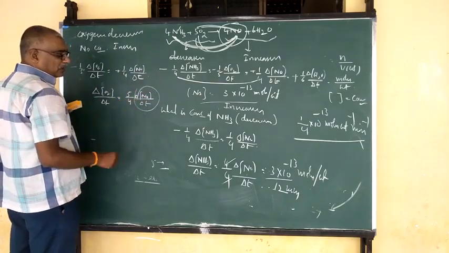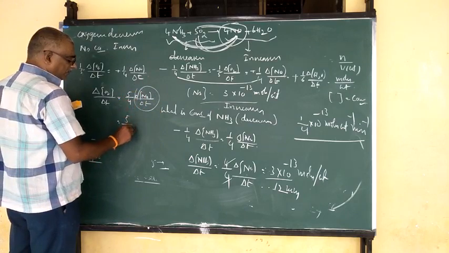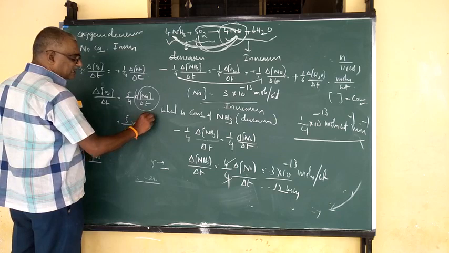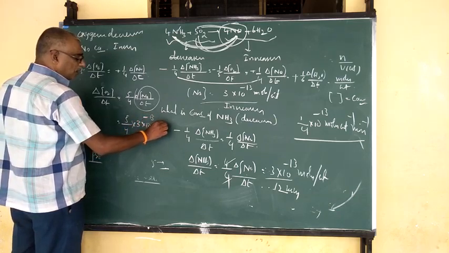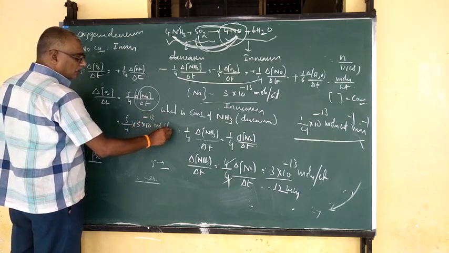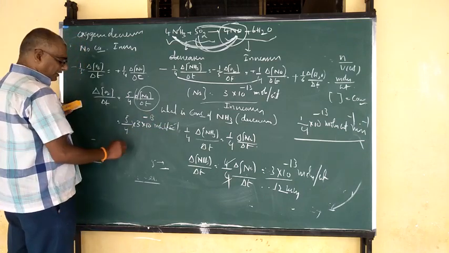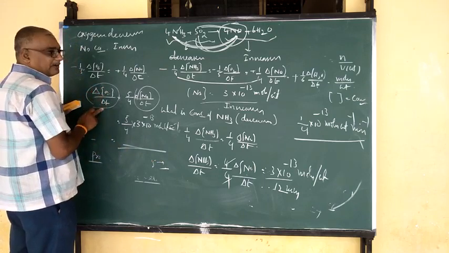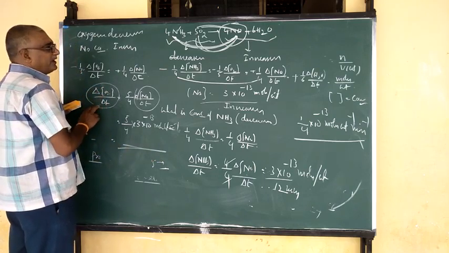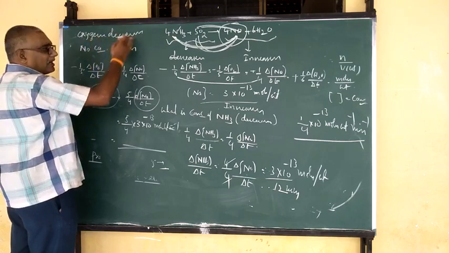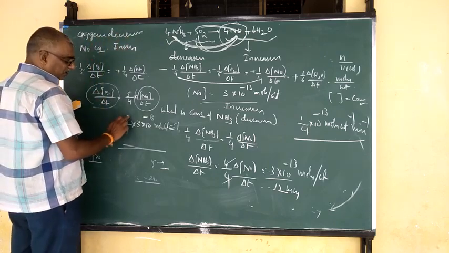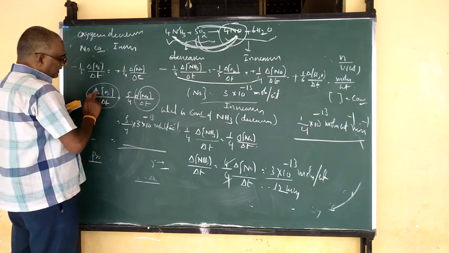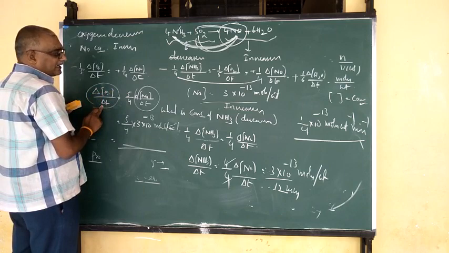But this is the total value given, I think. For example, 5 by 4 into 3 into 10 power minus 3 moles per liter per second, given. Then delta of O2 divided by delta T means the concentration of oxygen is decreased, so this is the answer. So delta of O2 divided by delta T versus NO.